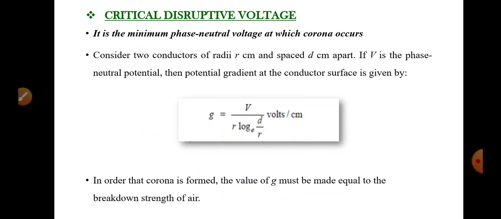Next, let us study some important terms related to corona. First one is critical disruptive voltage, denoted by Vc. Critical disruptive voltage Vc is the minimum phase neutral voltage at which corona occurs. So corona occurs at this voltage.